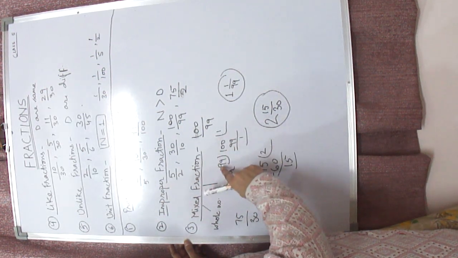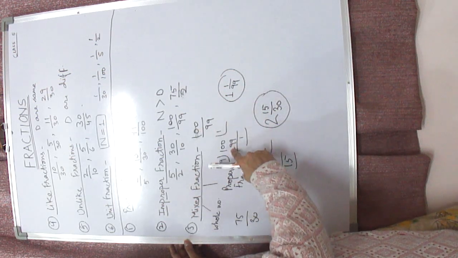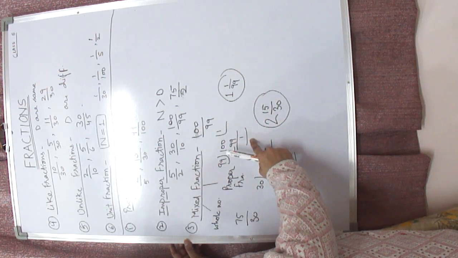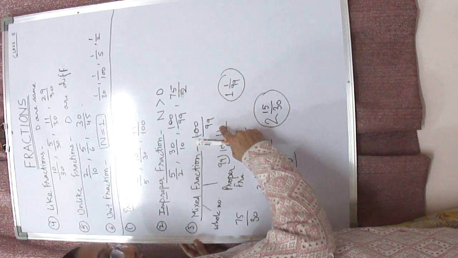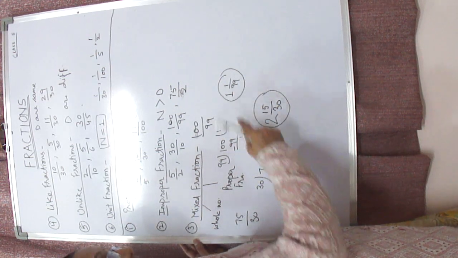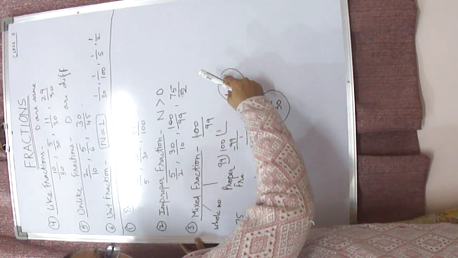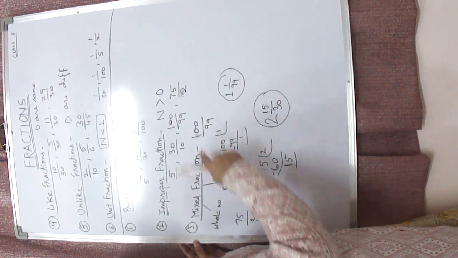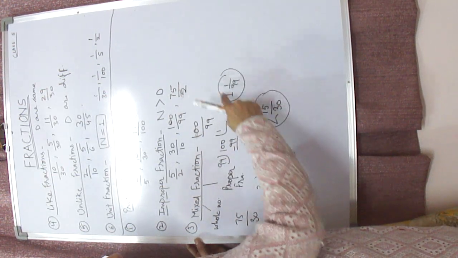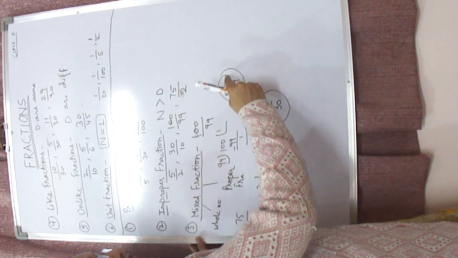When dividing both of them, 99 ones are 99. After subtracting them, I get 1 as my remainder. So this quotient becomes my whole number and the remainder becomes my numerator. This divisor becomes my denominator. So 1 upon 99 is a mixed fraction.